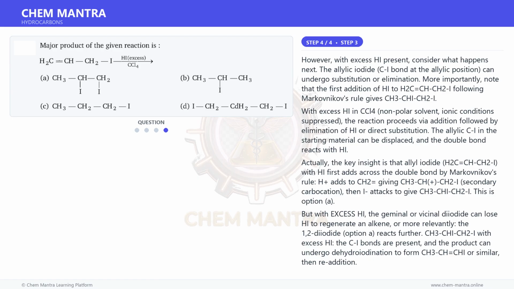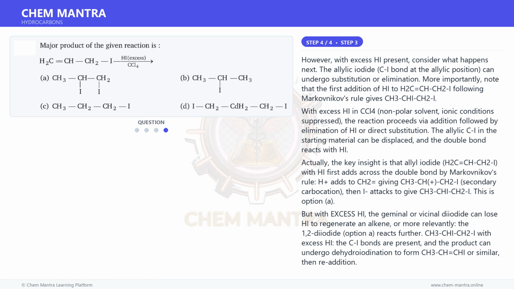Reconsidering the mechanism with excess HI, the correct interpretation for this classic problem: H2C=CH-CH2I plus HI, first addition, Markovnikov, CH3-CHI-CH2I. Then the second equivalent of HI reacts with the allylic iodide via an SN2, or the diiodo compound loses I2 or HI, ultimately giving 2-iodopropane, CH3-CHI-CH3. The allylic iodide under HI undergoes, the vinyl allylic system equilibrates, and the thermodynamic product with excess HI is 2-iodopropane, CH3-CHI-CH3, a secondary alkyl iodide, which is the most stable product.